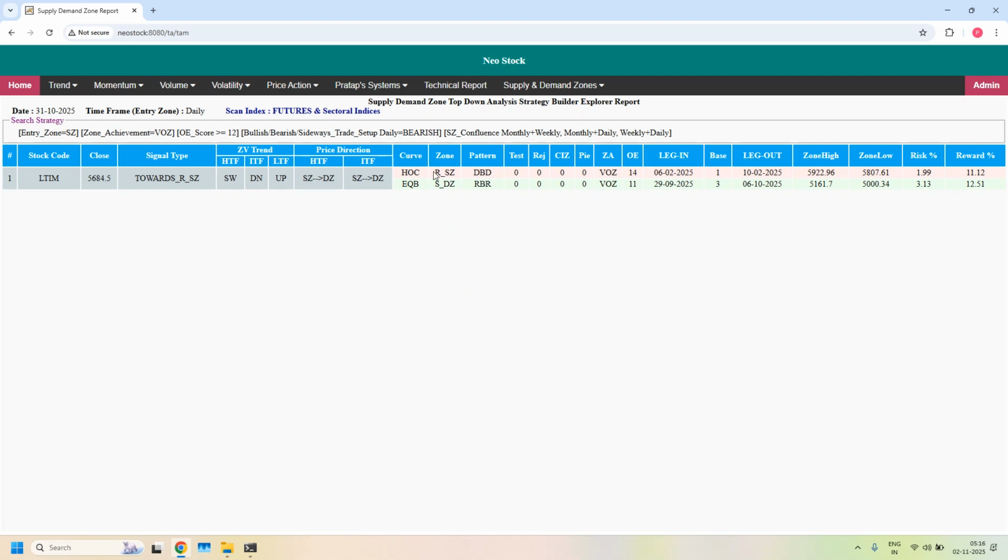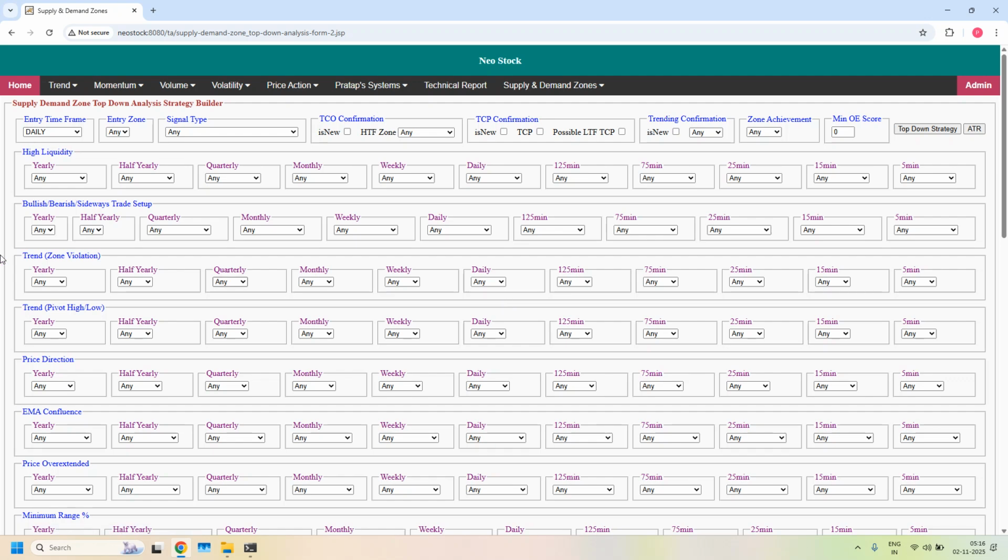But the only advantage is that LTF, ITF, HTF supply zone confluence is there. You can use this zone, but not for a monthly income trade. Okay, this is a bearish trade setup for monthly income trade. Next, let us generate weekly income trade reports.